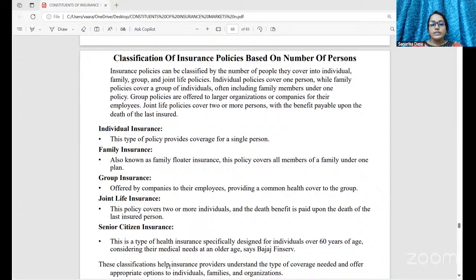These classifications help insurance providers understand the type of coverage needed and offer appropriate options to individual families and organizations. These are the various insurance policies that are available based on the number of persons. Now it depends upon the person. If he is an individual person, he can go with the individual insurance. If a person has got a family, they can go with the family insurance. If the organization is already providing him the insurance policy under the group policy, then that will be covered in the group insurance, and so on.